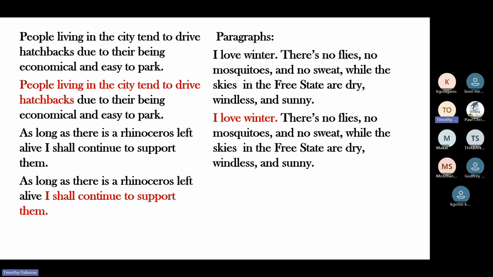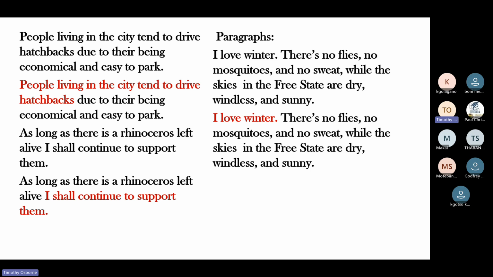Okay, let's move on. Now, again, my animation's being abused horribly. There we are. We have a simple sentence there. People living in the city tend to drive hatchbacks due to their being economical and easy to park. Okay, now the key aspect, people living in the city tend to drive hatchbacks. And then, of course, the reason they are economical and easy to park. So it's the red stuff that is the important stuff.